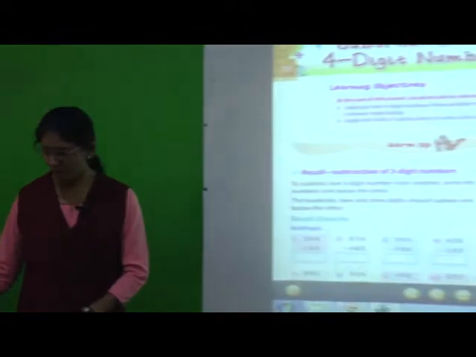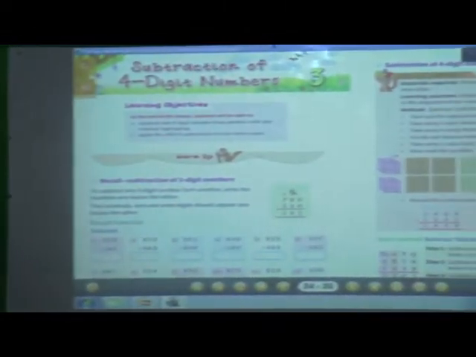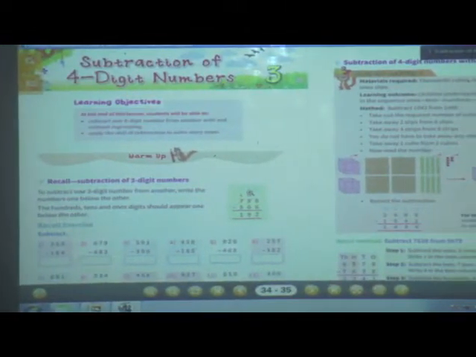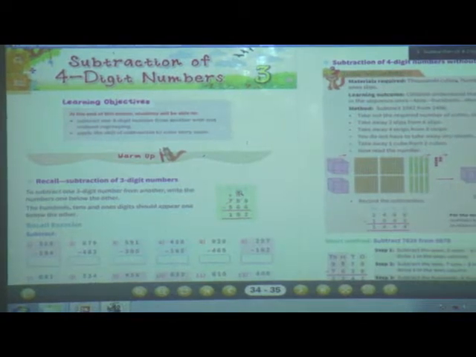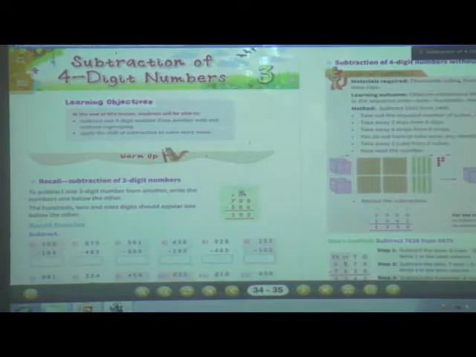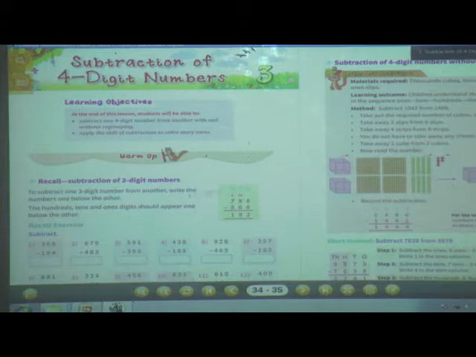Students, today we are going to start our new lesson, lesson number 3, subtraction of 4-digit numbers. Now, what is meant by subtraction? Subtraction means to find out the difference between two numbers. First of all, we will see the subtraction of 3-digit numbers.